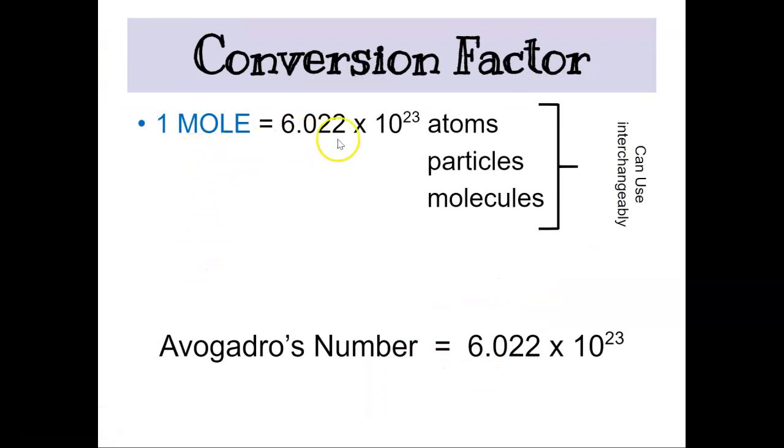So 6.022 times 10 to the 23rd can be used to describe atoms, particles, or molecules. Because remember, it's just a unit of measurement. Like 1 dozen could be a dozen eggs, a dozen donuts, a dozen cups of coffee. A mole could be atoms, particles, molecules, whatever. Okay, again, it's just a unit of measurement. And we just have to make sure we keep this number in mind. 6.022 times 10 to the 23rd.